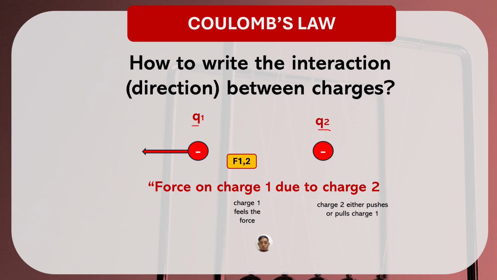So charge 2 will what? Charge 2 will push charge 1, because charge 2 will be the one to push or pull, and charge 1 will feel the force. So charge 2 will push the electron in that direction. That's why force 1 due to 2 is going to the left. This is now force 1 due to 2.